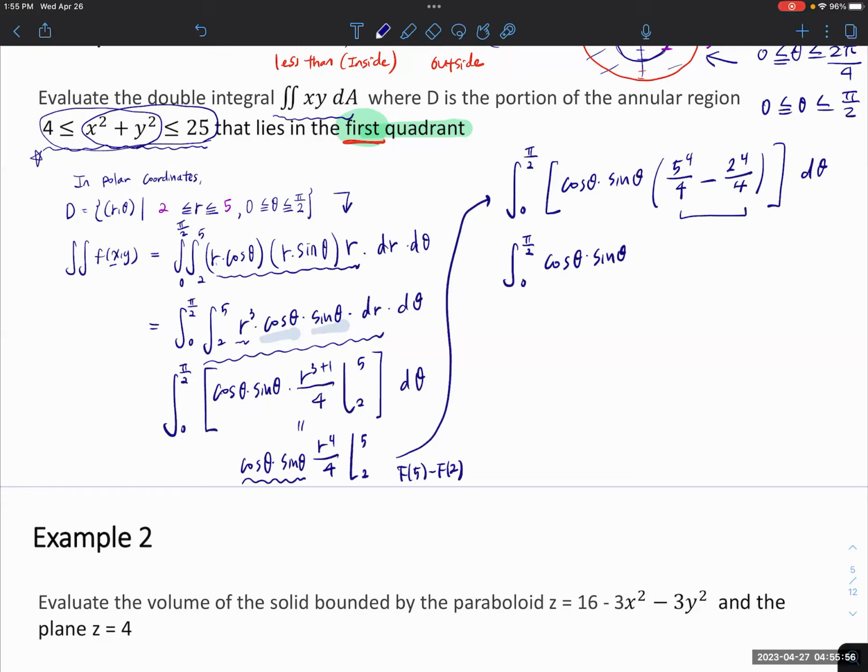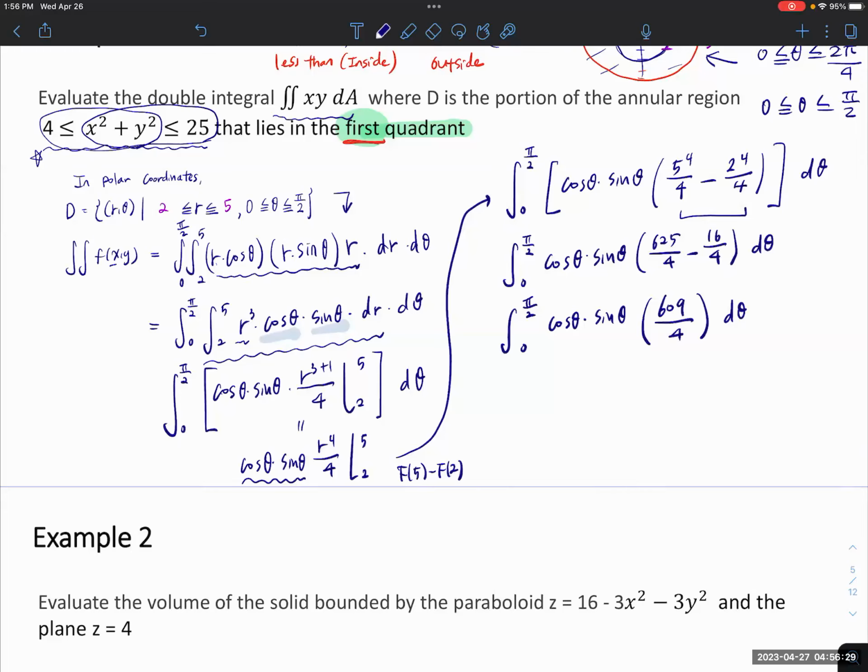5 times 5 times 5 times 5. Let me calculate it. Sorry. 5 times 5 times 5. 625 over 4 minus 16 over 4. And then we have the d theta. So one more time. So 625 minus 16, 609 over 4, and d theta.